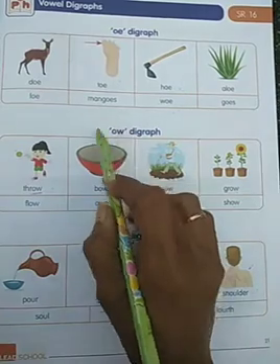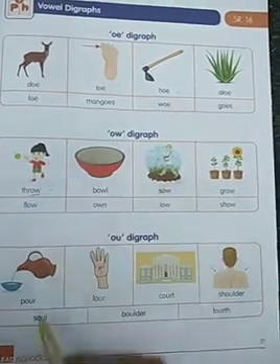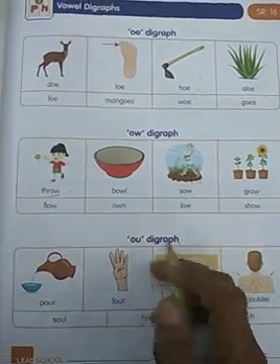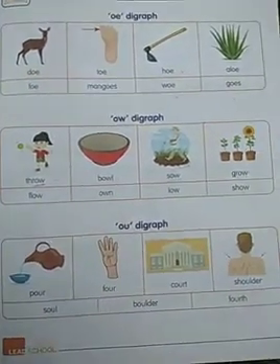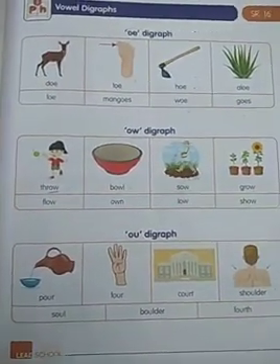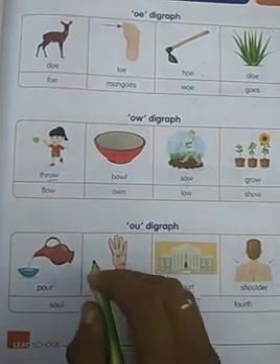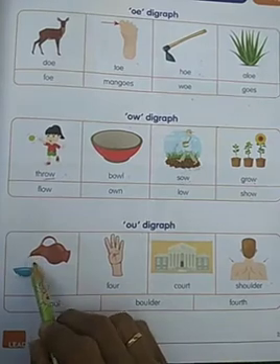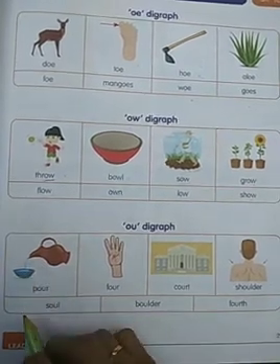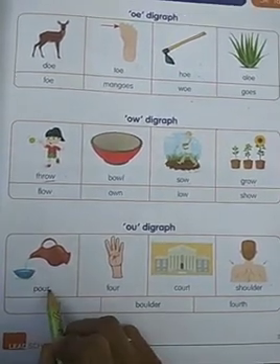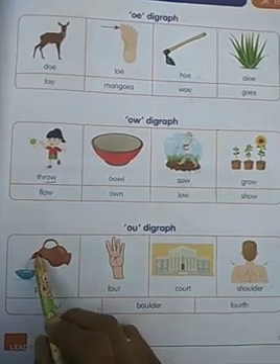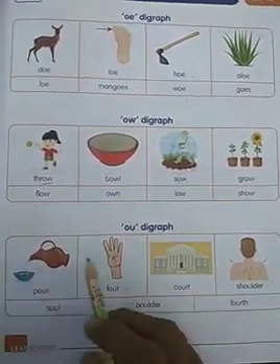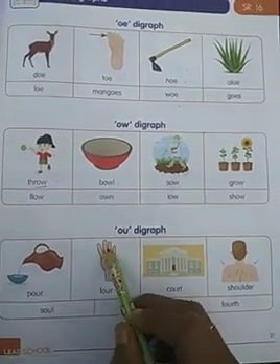Do you understand what this is? Next we are moving to the OU digraph. Okay, children. See, first, what is this picture? Pour. Pouring something, pouring water or something. Okay, pouring.